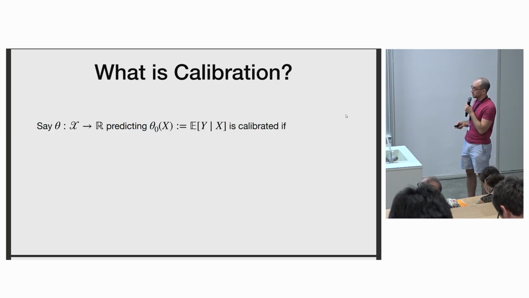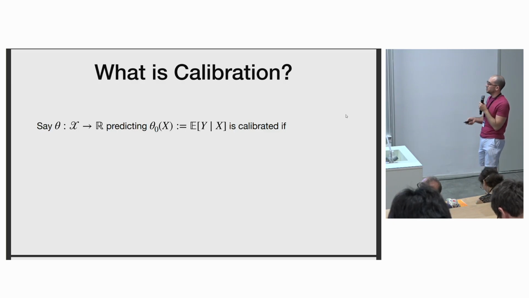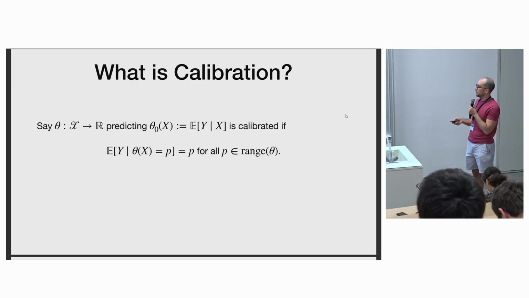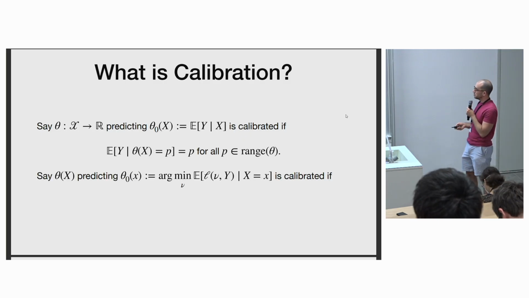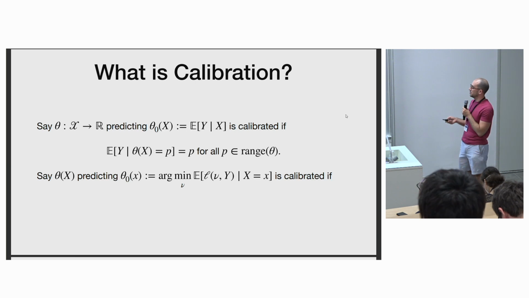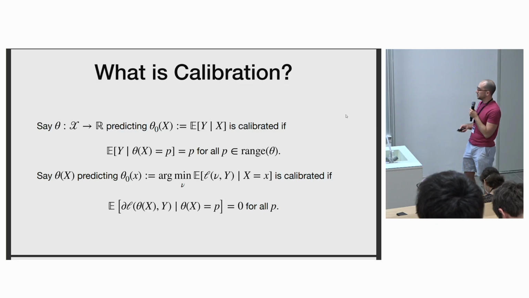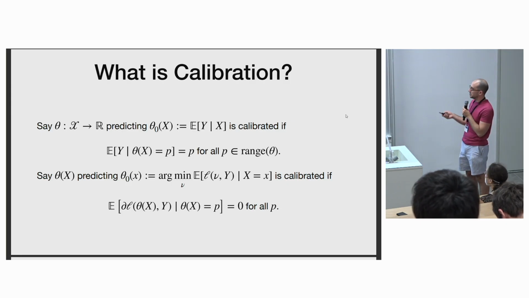What is calibration? Classically, one would say that some model predicting a regression function, the expectation of y given x, is calibrated if for any prediction the model can make, the expected outcome conditioned on this prediction is just the prediction itself. More broadly, suppose we have a model predicting the conditional minimizer of some loss function L, then a natural notion of calibration is as follows. It says the expected partial derivative of the loss with respect to the first argument, or the prediction, given any value of the prediction, is just equal to 0. This recovers the first notion of calibration for squared losses, and semantically it makes a lot of sense.